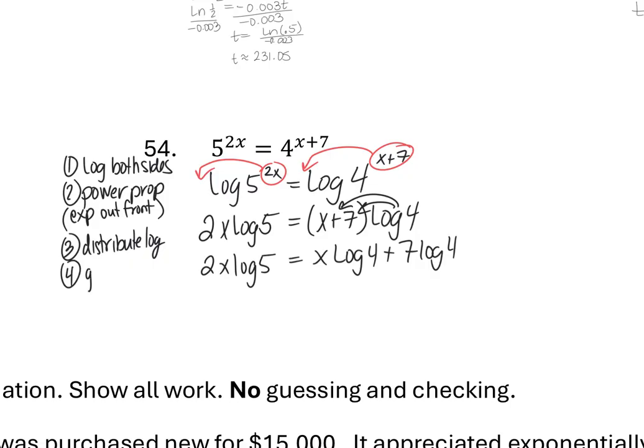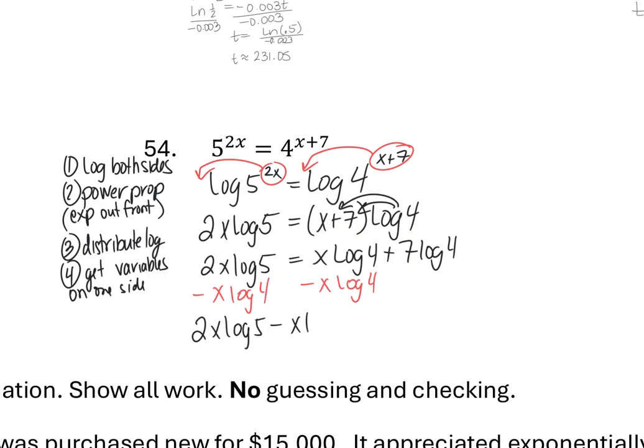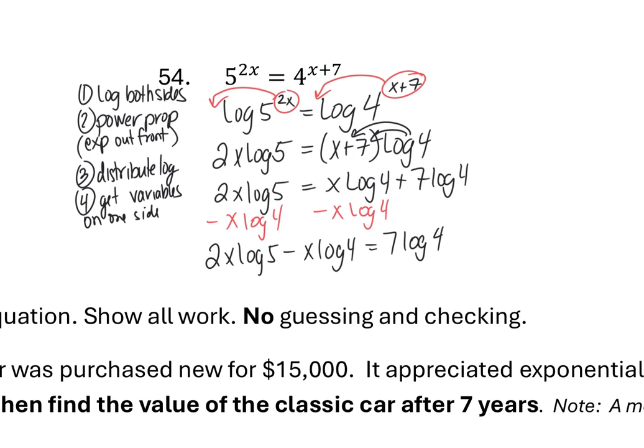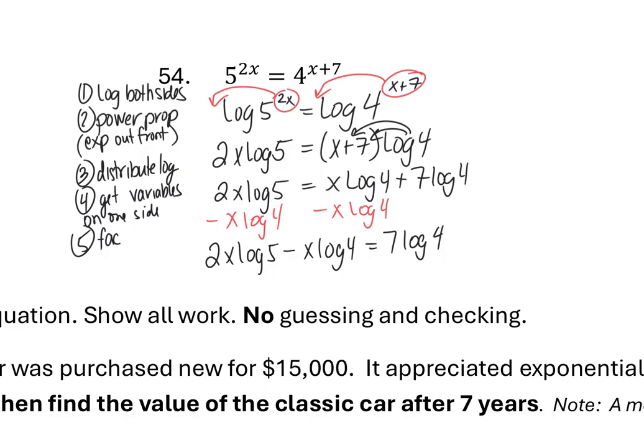And then step 4, we're going to get variables on one side, which means I'm going to subtract x log 4. So we have 2x log 5 minus x log 4 equals 7 log of 4. And then step 5 is to factor out the x. X times 2 log 5 minus log of 4 equals 7 log of 4.